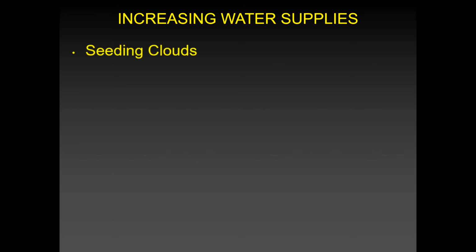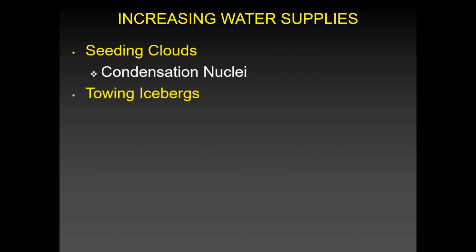So, increasing water supply: seeding clouds. This is where we try to form condensation nuclei. Towing icebergs is another thing. You just find an iceberg, go onto it, drill metal rods into it, and just drag it to where it needs to go. This is expensive though. Obviously you have to take a ship up there to drag an iceberg.